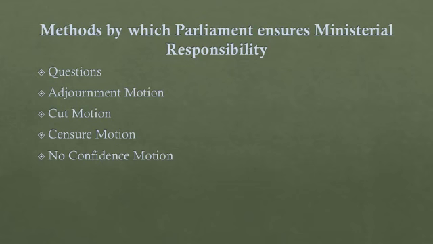Then the censure motion. It is moved against an individual minister or a group of ministers for their failures. And the last one is moving a no confidence motion. Such a motion is moved by a member or the leader of the opposition. If the motion is carried, it implies loss of confidence and the government has to resign. So these are the methods by which Parliament ensures ministerial responsibility.